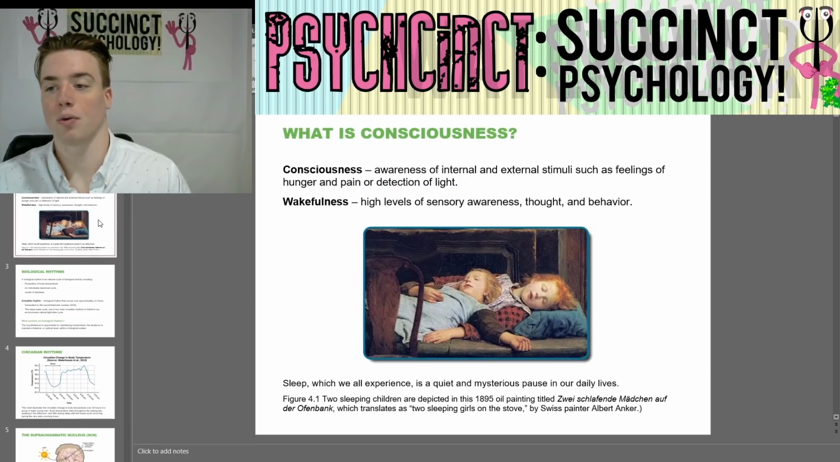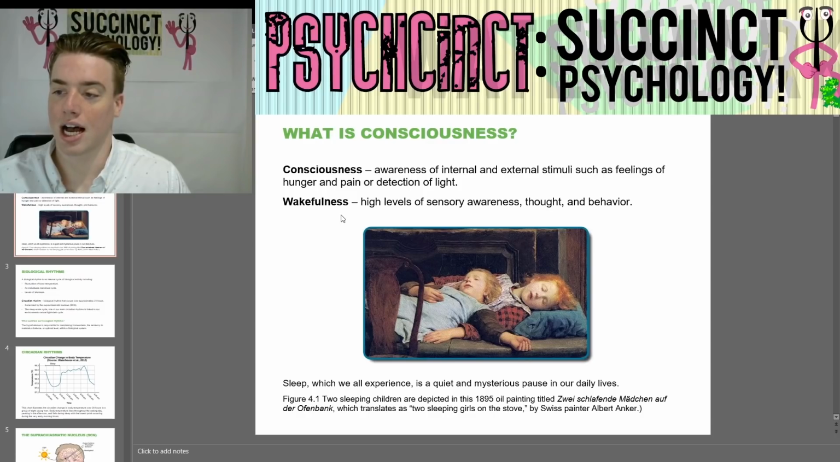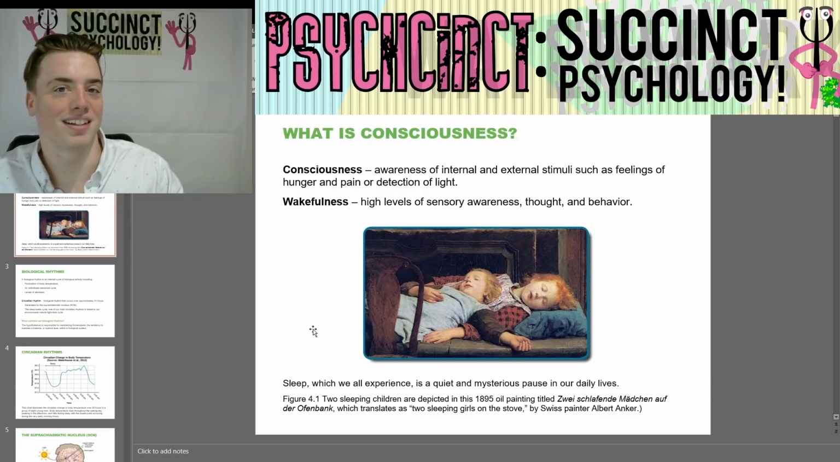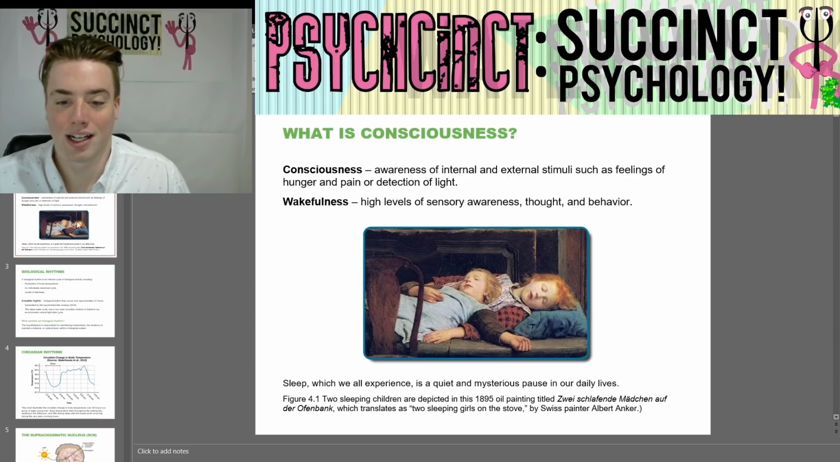So, starting off, what is consciousness? Consciousness is the awareness of internal and external stimuli, such as feelings of hunger and pain, or detection of light. Now, wakefulness is high levels of sensory awareness, thought, and behavior. Sleep, which we all experience, is a quiet and mysterious pause in our daily lives. Here, figure 4.1, you have two sleeping children depicted in this little 1895 painting. Just them sleeping, nothing much behind that.